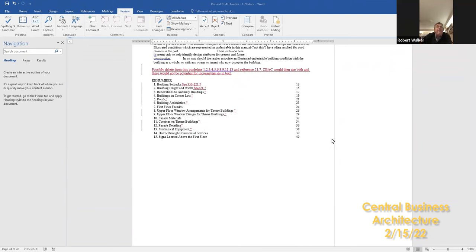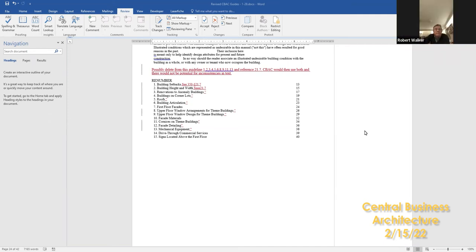Yeah, so you say possibly delete these guidelines: 1, 2, 3, 4, 5, 6, 8, 9, 11, 13. Well, that's because that's already covered in the form-based code. So those are the ones I was suggesting were already covered in the form-based code, so they don't need to be duplicated here. That was the discussion we were having earlier about making sure we're not creating duplications, and that I would strip these out so you can see what it would look like.